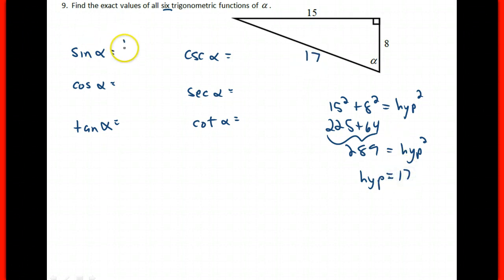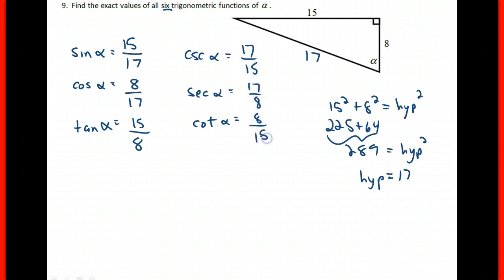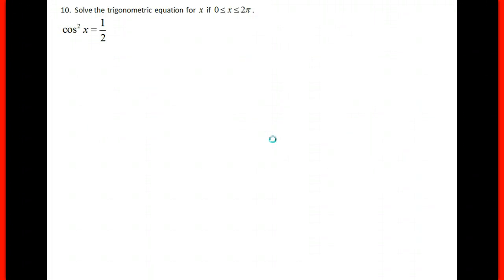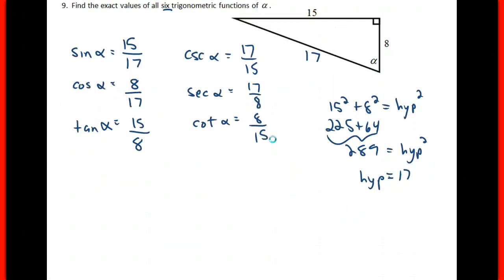And so the sine would be opposite over hypotenuse, adjacent over hypotenuse for cosine, opposite over adjacent for tangent. And then just take the reciprocals. 17 over 15, 17 over 8, 8 over 15. And that gives us the exact values of those 6 trig functions of alpha.